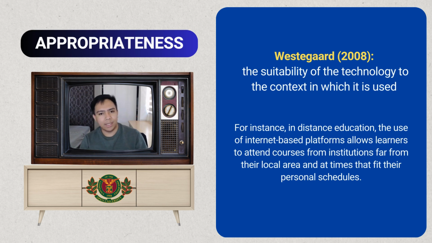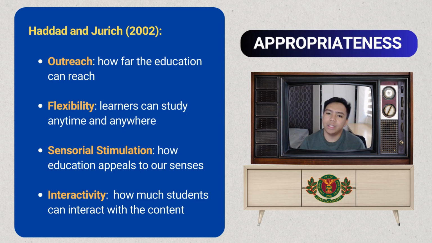For instance, in DE, the use of internet-based platforms can allow learners to attend courses from institutions far from their local area and at times fit their personal schedules. Additionally, Haddad and Jurich enumerated some parameters under appropriateness, which are outreach, flexibility, sensorial stimulation, and interactivity. These are key features to look at when selecting an educational tool.